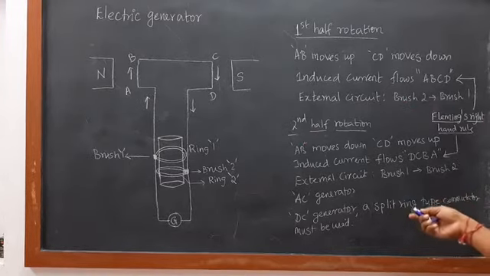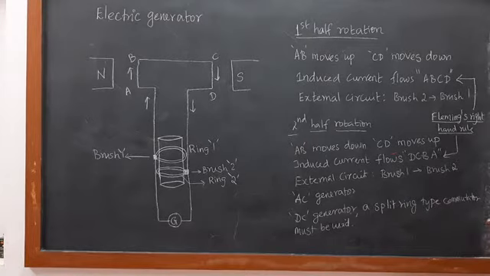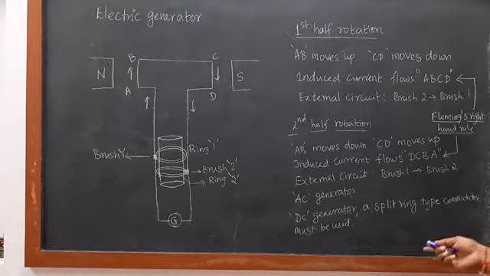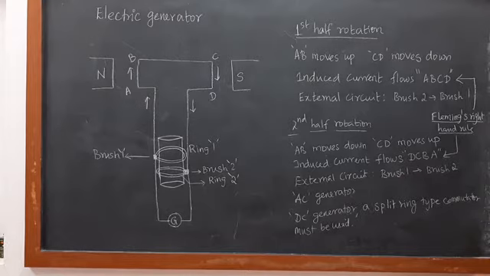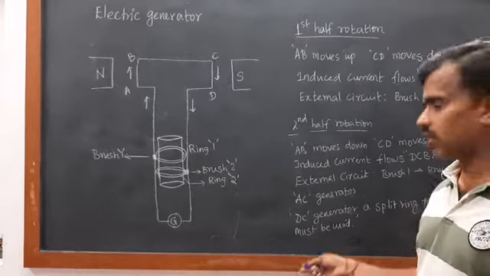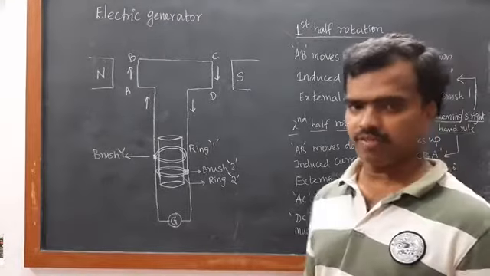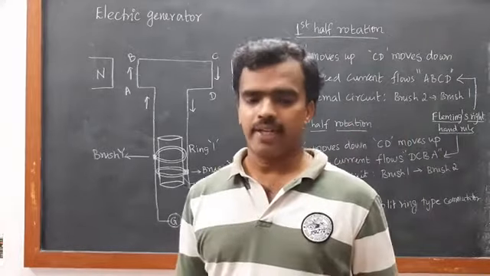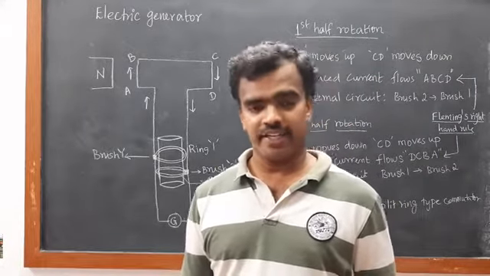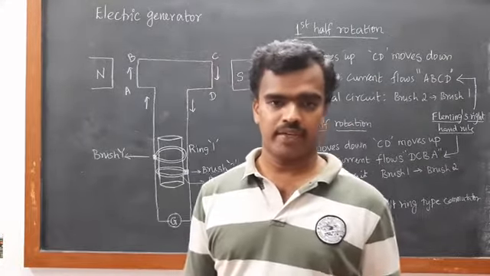And in the second half rotation, AB moves down and CD moves up. The induced current flows in the direction of DCBA, and in the external circuit, the current flows from brush B1 to B2 in the second half rotation. This type of generator is called an AC generator. It's changing its direction of current. The polarity of the current is changed. That's why we say alternating current. The current is varying, right?